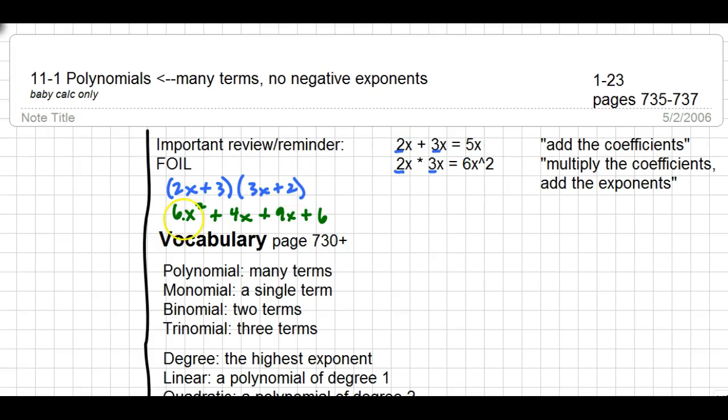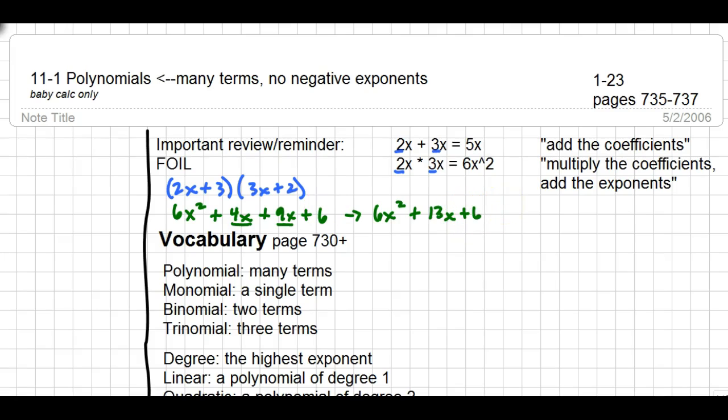Usually when you go in FOIL order, if the letters are first and then plain numbers are second, usually the middle two terms are like terms. So you should combine them. Keep in mind that the rules are going to switch now because now you're doing addition and not multiplication. There are no other x squared terms, so you just get 6x squared. The 4x and the 9x get added. The 9 and the 4 are the coefficients. Those get added. 9 plus 4 is 13, and the x stays the same when you're adding. And then you've got the 6 on the end.